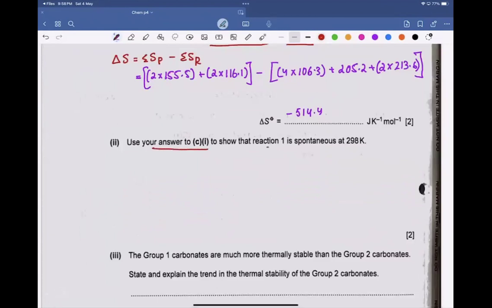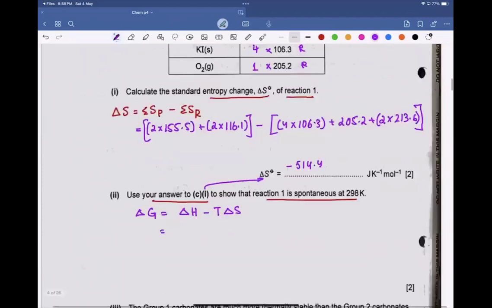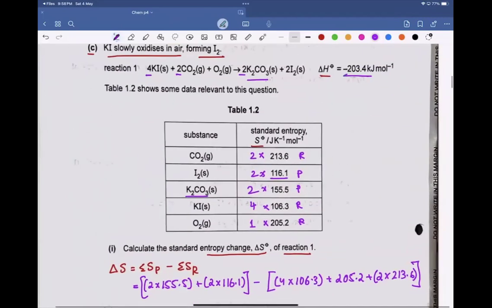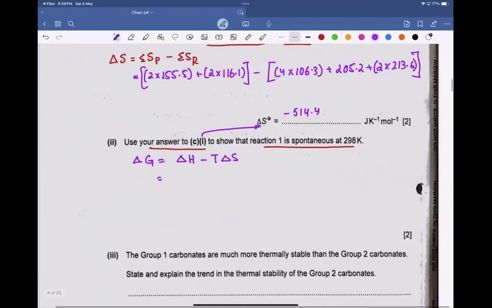Use your answer to C1 to show the reaction one is spontaneous at 298 Kelvin. Okay, so spontaneity means we have to use the Gibbs free energy expression, and C1 is basically change in entropy. So the Gibbs free energy expression is delta H minus T delta S, right? The delta H is given over here, minus 203.4 kilojoule. So minus 203.4 kilojoule minus temperature, 298 Kelvin, times entropy. This entropy is in joule.